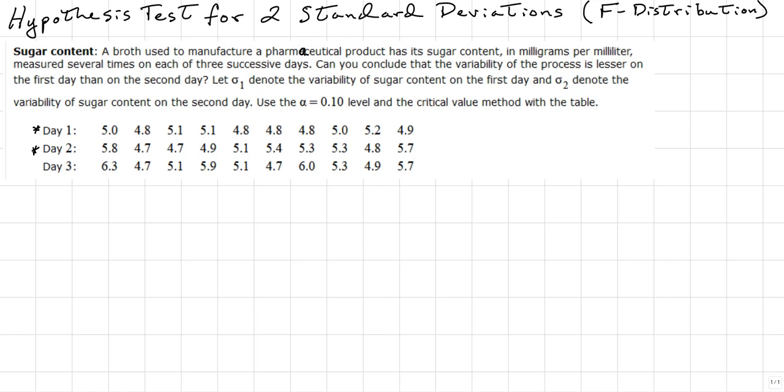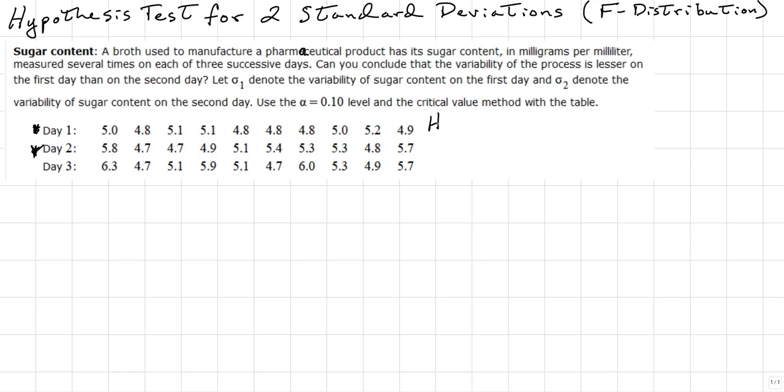Let sigma sub 1 denote the variability of sugar content on the first day and sigma sub 2 denote the variability of sugar content on the second day. Use the alpha equals 0.10 level and the critical value method with the table. We're given our distribution. We're going to compare day 1 and day 2. So we need to create our hypotheses.